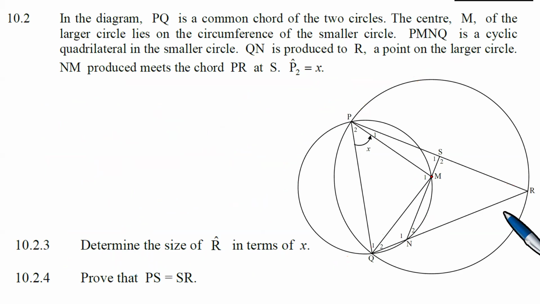Now, a couple of things that are very important. We already know that the angle N2 is X. This is also X. This one is 90 degrees minus X. Then we're asking the question, prove that PS is equal to SR. You have 5 minutes to try this one.